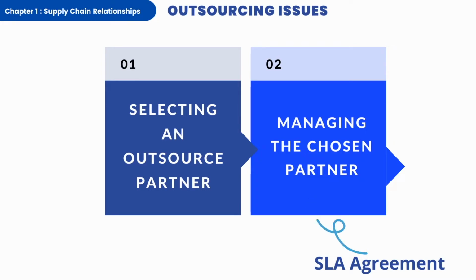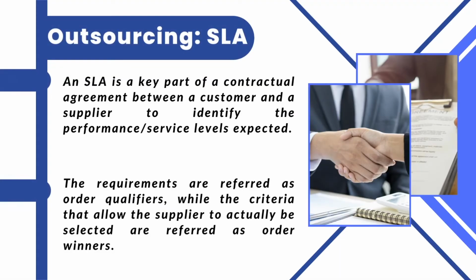First, how to select an outsourcing partner, and then how to handle the chosen partner effectively. In order to effectively manage the outsourcing arrangements, companies generally put in place a service level agreement, abbreviated as an SLA, and performance metrics. An SLA is a key part of a contractual agreement between a customer and a supplier to identify the performance or service levels expected. This is a legally binding contract.